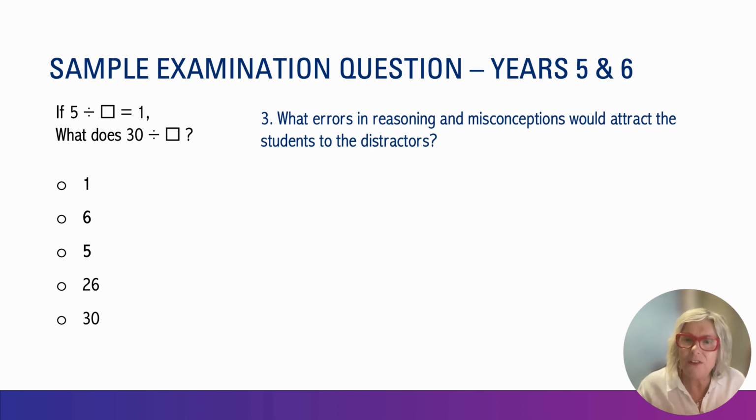26, this is a processing error. Students may have used additive thinking. That is, 5 is increased by 25 to reach 30, so then 25 plus 1 equals 26. And 30, it's a comprehending error. Students have imitated the format of the first equation. That is, 5 divided by 5 equals 1, so 30 divided by something, or 30 divided by 30 equals 1. They do not realise that the square symbol represents the same number in both equations.